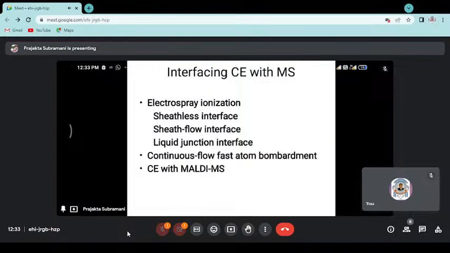Other techniques are also used for ionization or as an interface, such as the continuous flow fast atom bombardment technique, and multi-MS is also used. But the mostly used interface in CE-MS is the electrospray ionization technique.